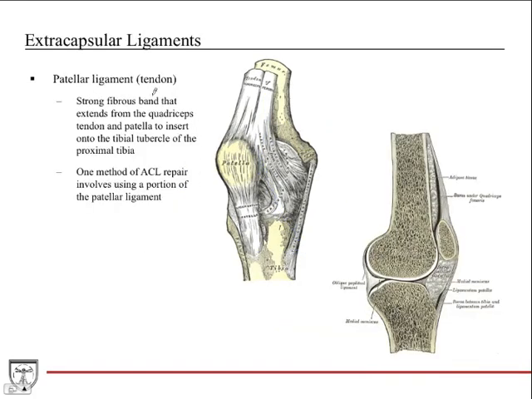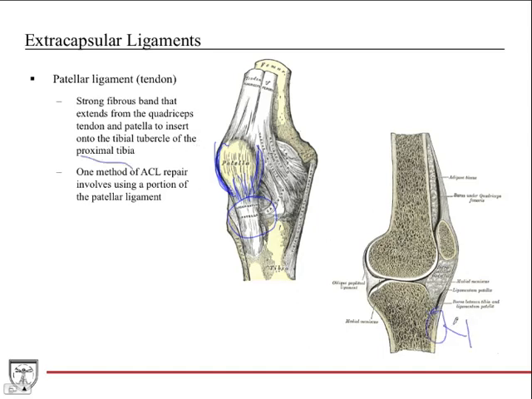The patellar ligament or the patellar tendon, it's a strong fibrous band, as you can see right here, that extends from the quadriceps tendon. It's part of that whole structure that encases the patella, extending from the quadriceps tendon, and then it also has this main attachment on the patella itself. And then it extends down and inserts onto the tibial tubercle of the proximal tibia. And you can see that right here.